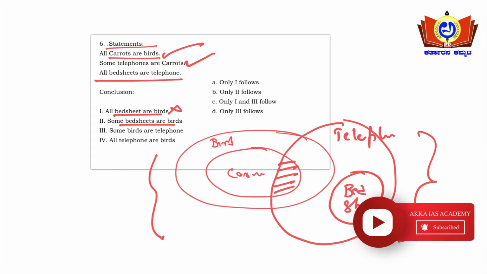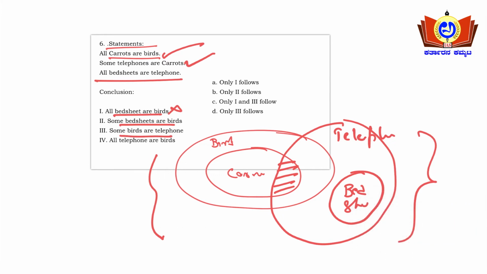Some birds are telephones. Yes, that is 100% true, so option 3 is 100% true. All telephones are birds? No, this is wrong here, my dear friends. So option 3 is 100% true.